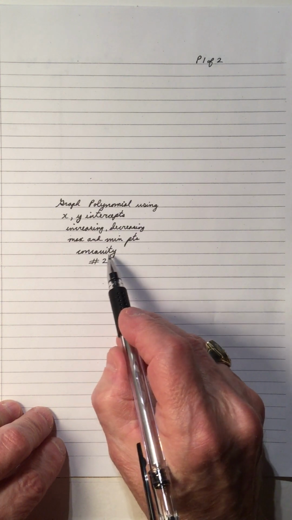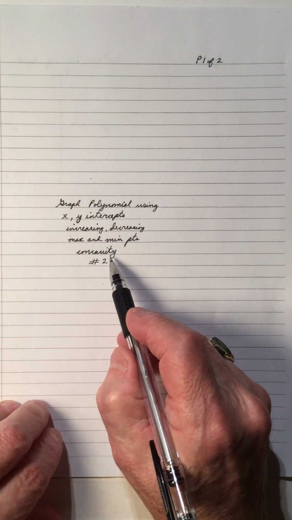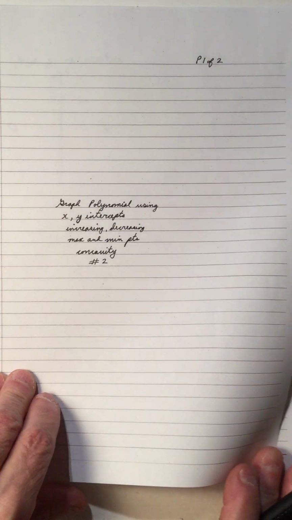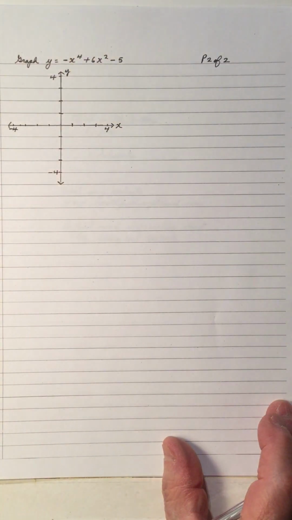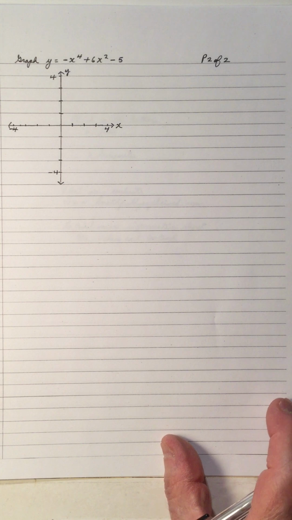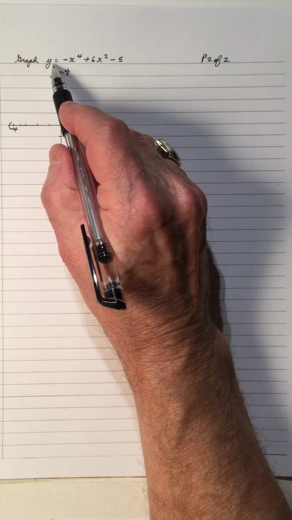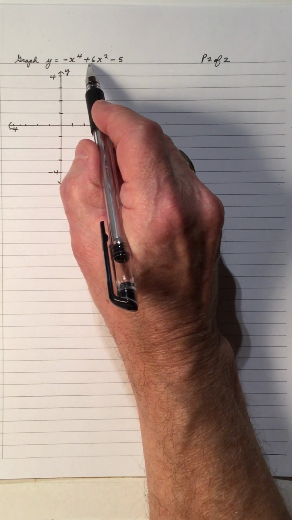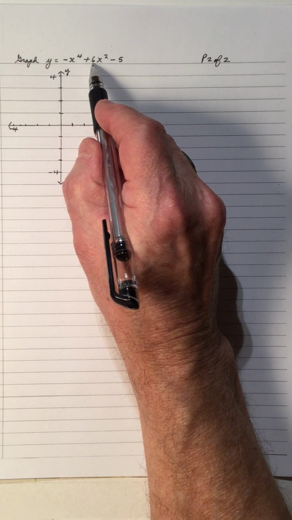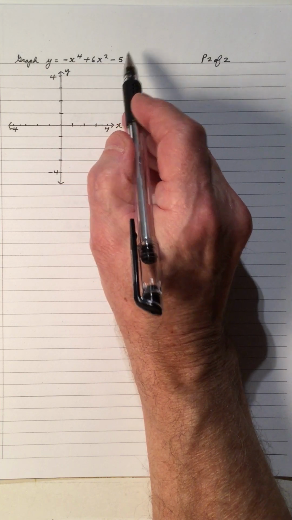points, and the concavity. And this is number 2. Number 2. Here we go. Graph y equals negative x to the fourth plus 6x squared minus 5.